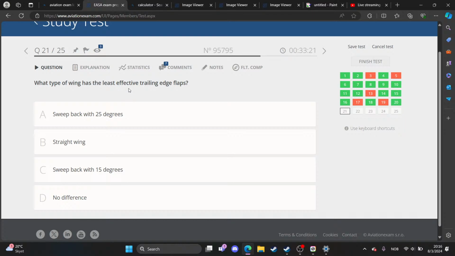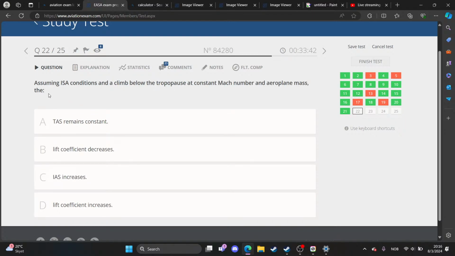What type of wing has the least effective trailing edge flaps? Hold on. What type of wing has least effective trailing edge flaps? Well, the more sweep you got... I think it's the more sweep you got, the less effective they are. Yes, that's correct.